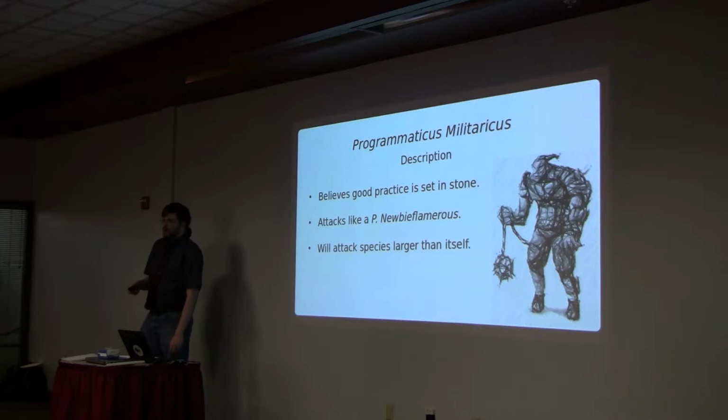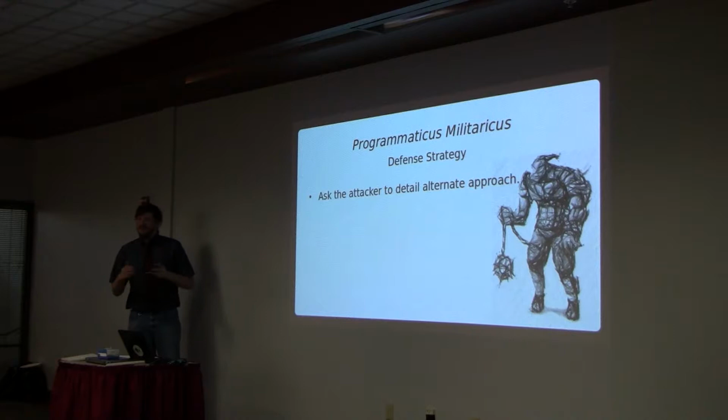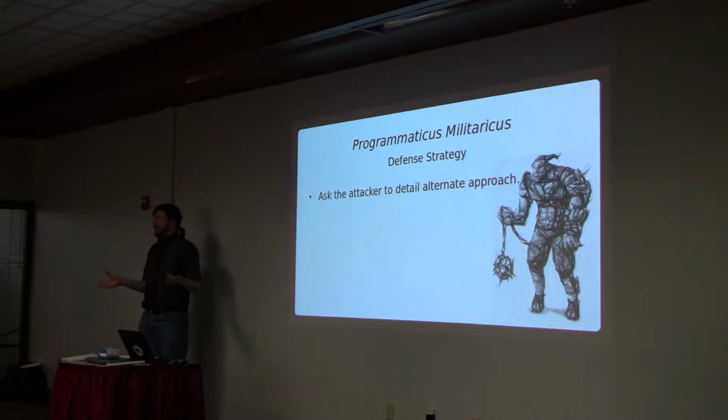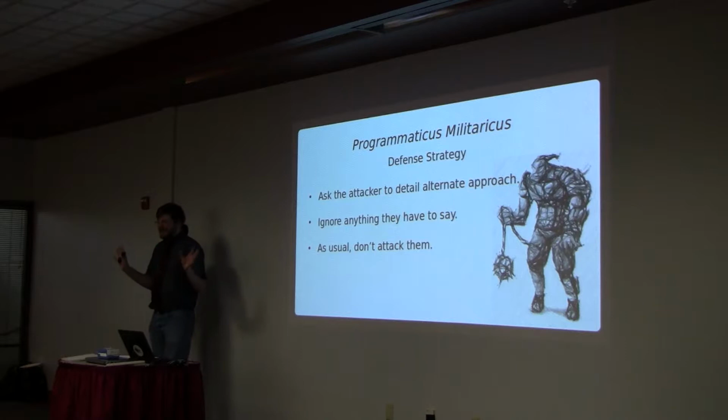So when you encounter what you believe to be a Programmaticus Militaricus, first of all, ask the attacker to detail an alternative approach. This is the difference between this species and its cousin, the Take-It-Overcus, who has a lot of ideas and just wants you to use them. This species doesn't have an alternative in mind, they just don't like the way you do it. If they can't provide an alternative, ignore everything they have to say. Seriously, you can learn nothing from this species, they will only bring you down. And once again, don't feed the trolls. Just leave them alone, back away slowly, and let someone with more experience handle them.